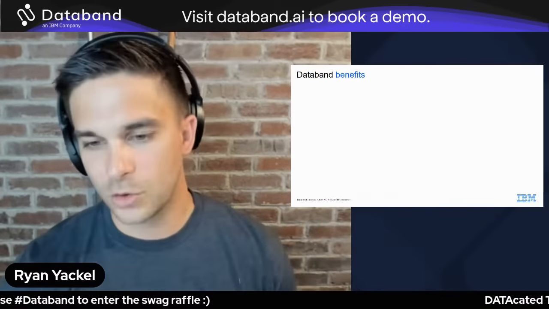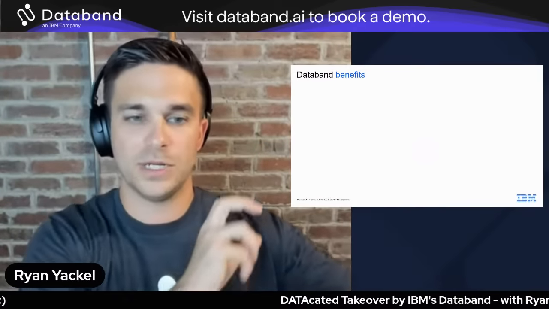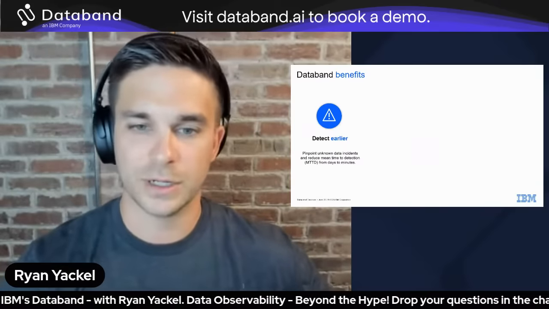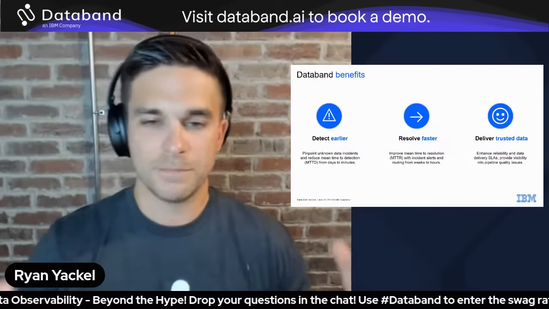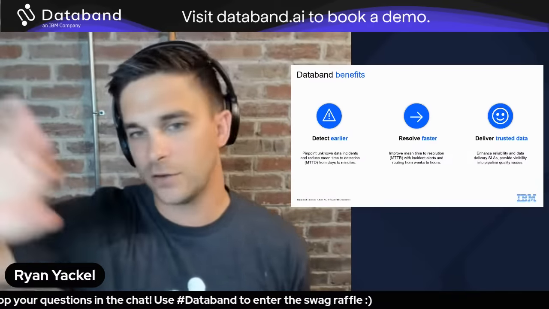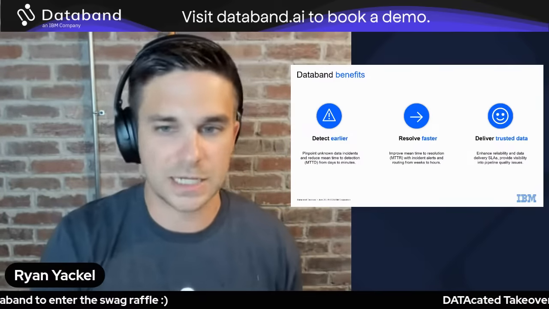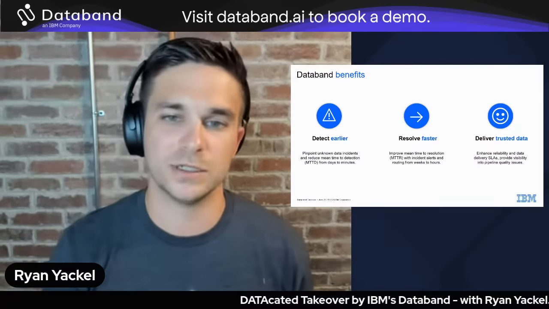And real quick, for the benefits, what is all this leading to? If you have the ability to go from process to data quality to lineage, how is that actually improving things? We talked about this earlier. It's really around detecting earlier, resolving faster, and then eventually delivering your trusted data. So very simple. When people ask me what the value is of using something like Databand or even other data observability tools out there, it's simple: detect earlier, resolve faster, deliver trusted data. All these are around speed, cost, and also risk to your business.